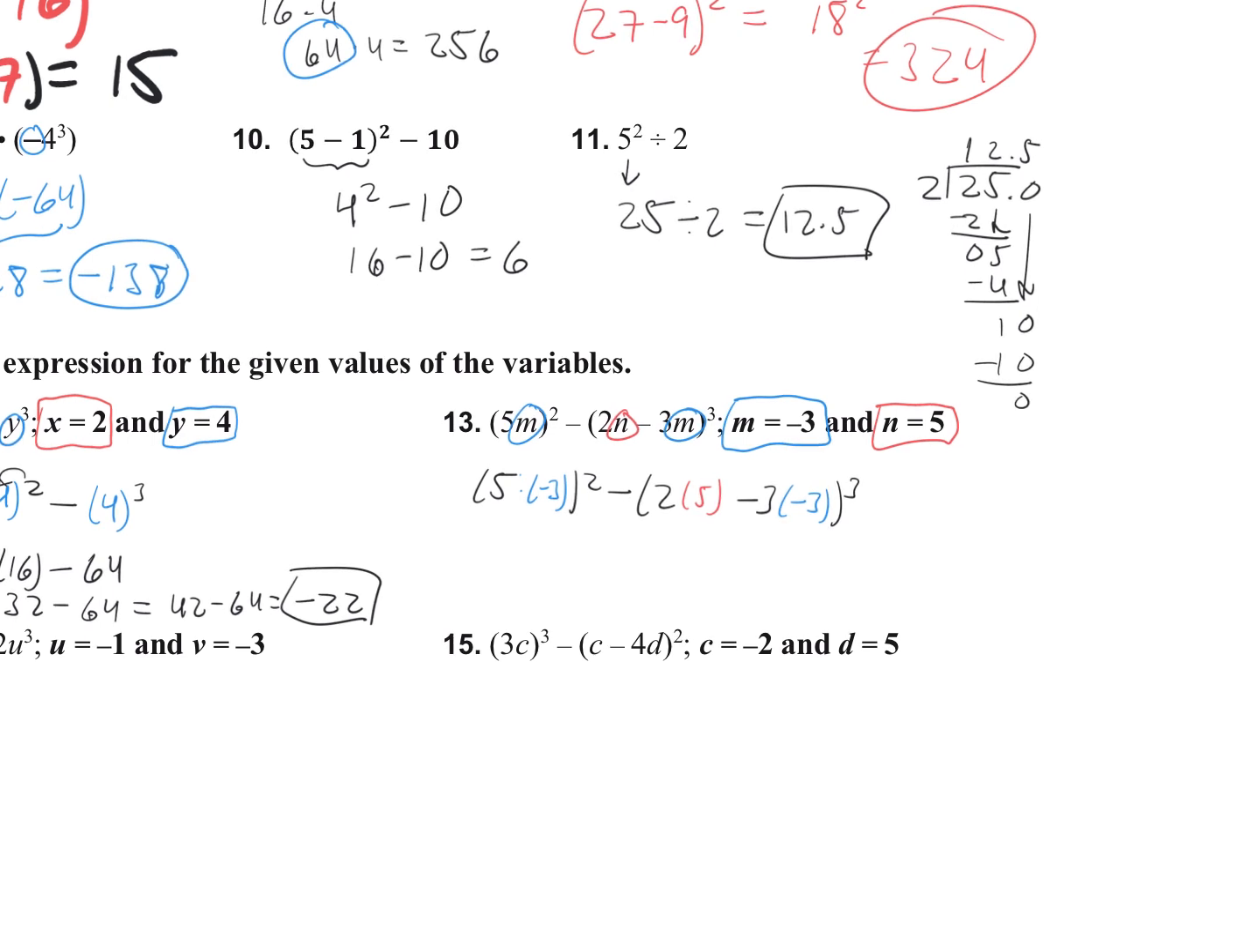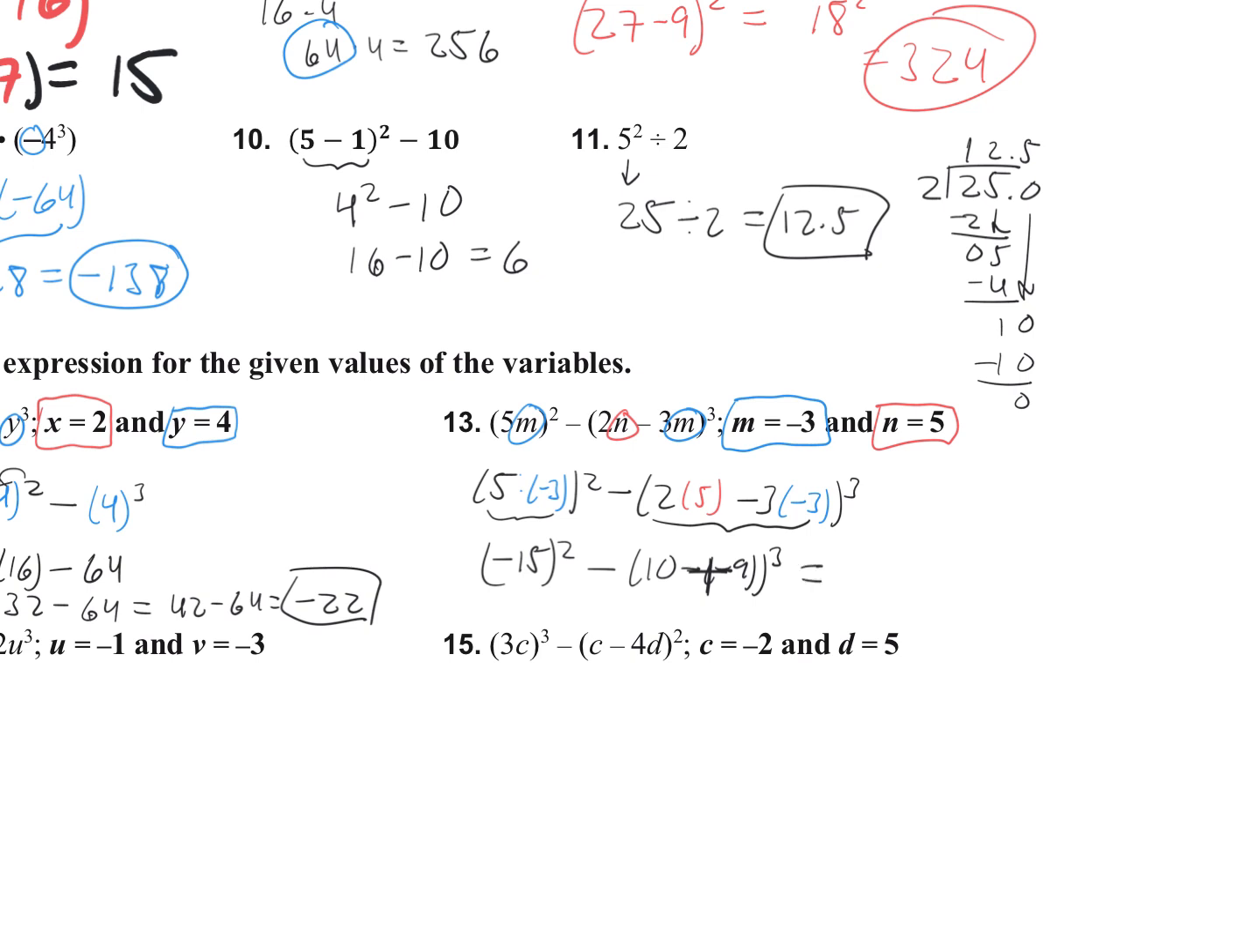All right, so 5 times negative 3, again, we're going to work on the insides of the parentheses first, right? Order of operations, PEMDAS. Inside of these parentheses, here, 5 times negative 3, we get a negative 15, all right, squared. And then inside of this parentheses, we're going to do 2 times 5, right, which is 10. And then minus 3 times negative 3 is negative 9. Minus negative 9 is the same as plus, right? So minus a negative we said was a big plus.